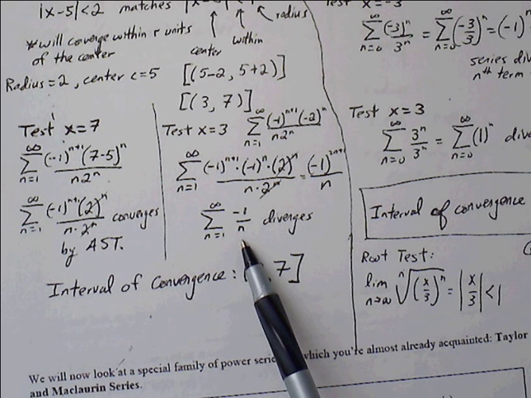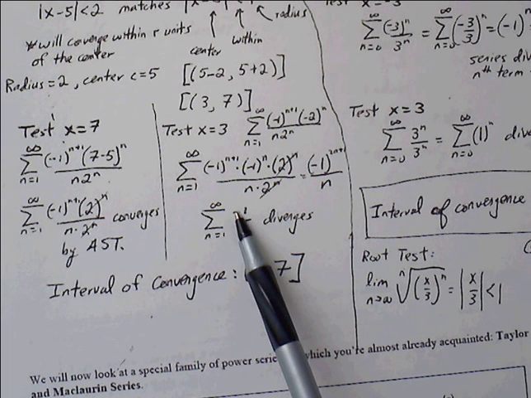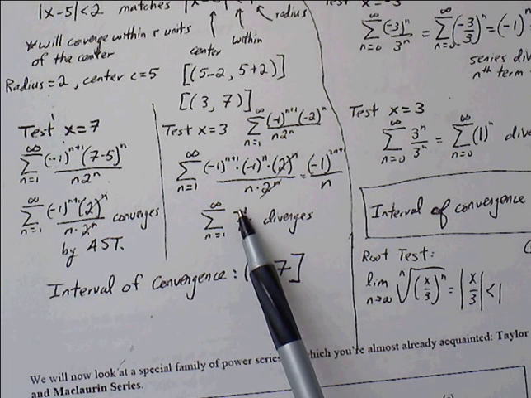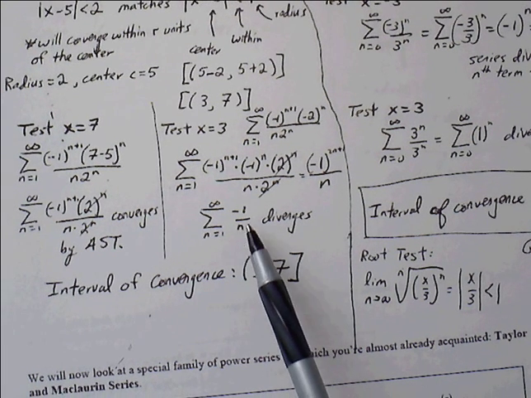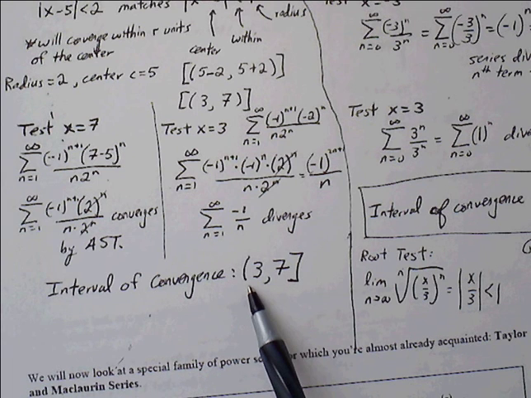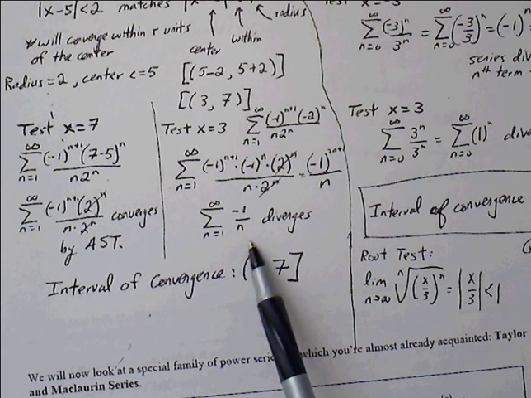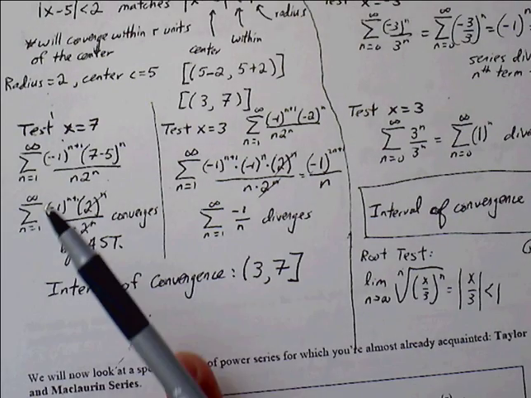Negative 1 over n is basically a negative harmonic series. That negative is not going to alternate signs. So we know that this is just going to diverge. If it diverges, therefore, we know that 3 cannot be included as part of the interval of convergence, so we have to put a parenthesis around the 3.